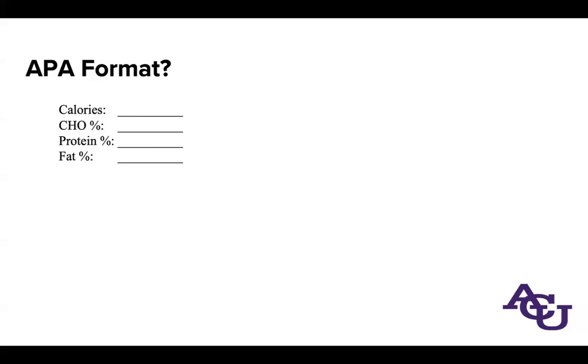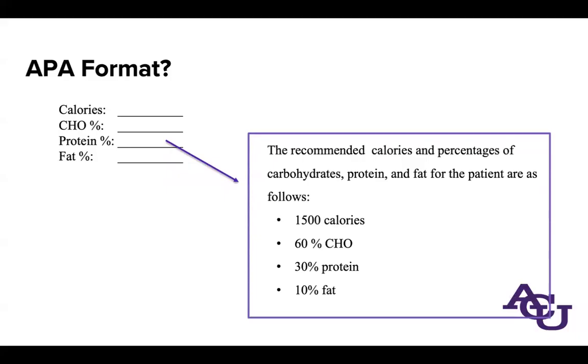So here's what this list would look like in APA format. So let's say we have the recommended calories and percentages of carbohydrates, protein, and fat for the patient are as follows: 1,500 calories, 60% carbohydrates, 30% protein, and 10% fat. If we wanted to keep it the way that they had it, we could have calories, 1,500, CHO 60%, protein 30%, fat 10%. They would start with lowercase letters, and we would not have any end punctuation after them because those are very short, simple items.